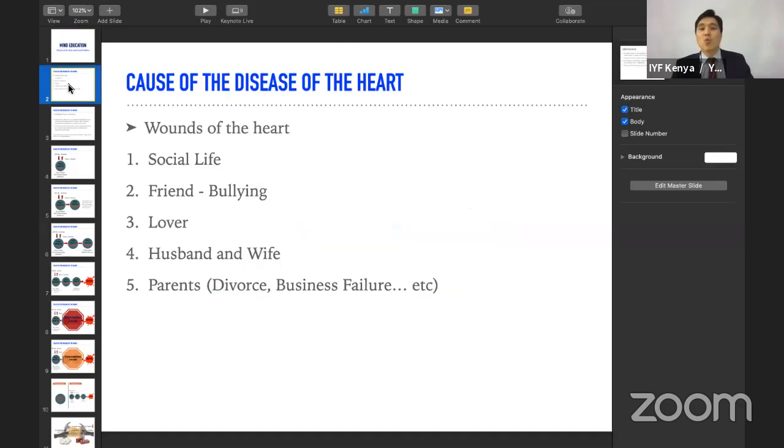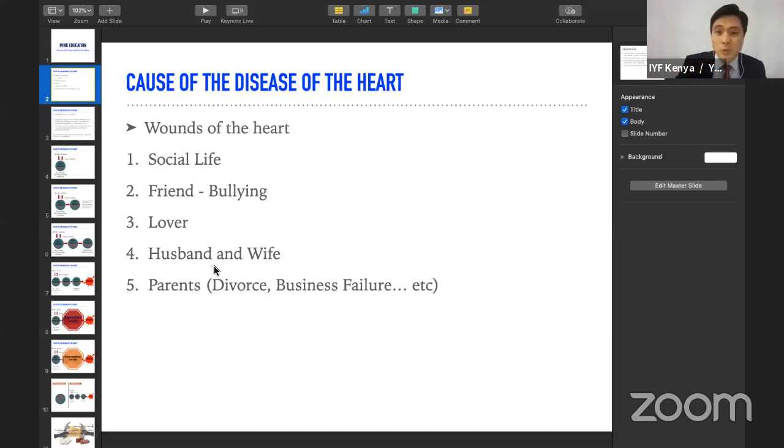Okay, let us take a look at when our heart gets wounded and diseased. Sometimes we get wounded in our heart throughout our social life. Sometimes we get wounded because of our friends. Sometimes our heart gets wounded because of somebody that we love. Sometimes, if you are married, I hope you are not married yet, right? But sometimes in the future you will also get married too, right? People also get wounded because of husband and because of wife.